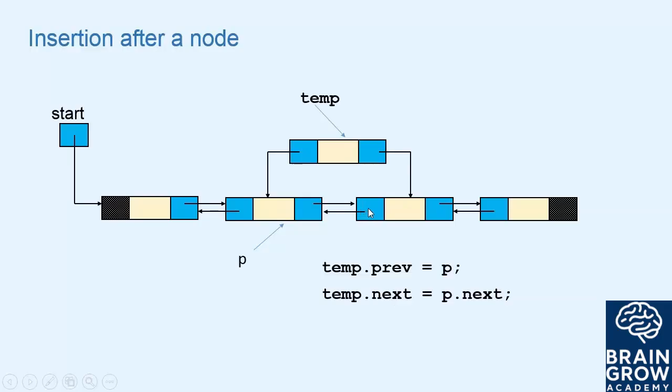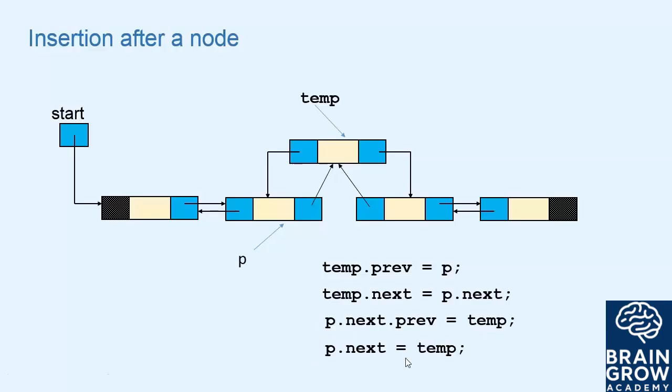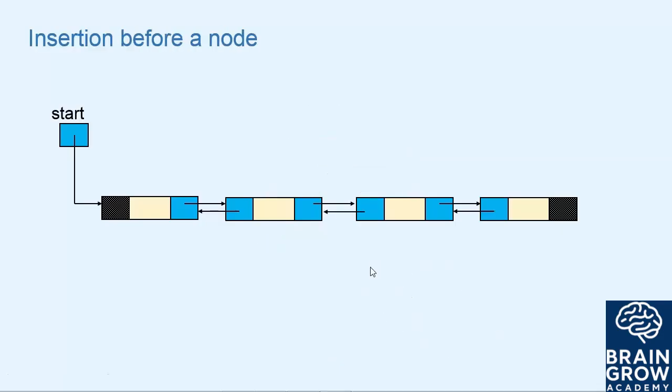Now the previous part of this node should refer to this node. So we write p next previous is equal to temp. Now the next part of this node should refer to this node. So we write p next is equal to temp. The order of these two statements is important. First we should write this statement and then only we should change this p next. So this is how we can insert a new node after a node.